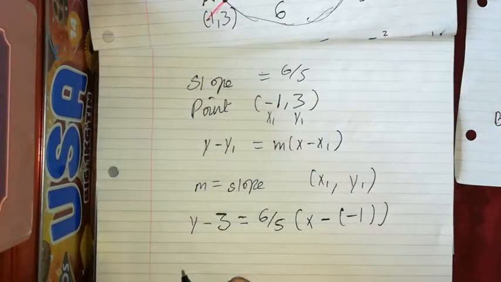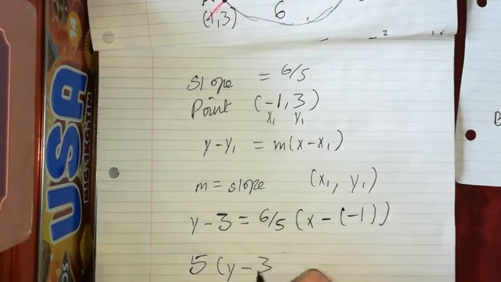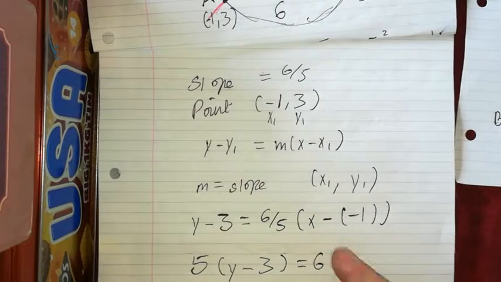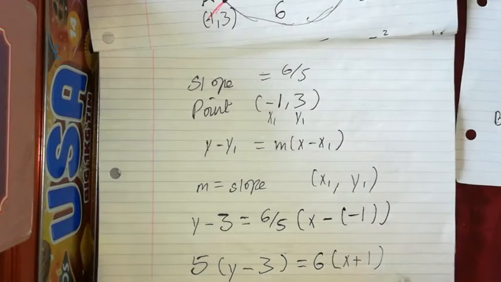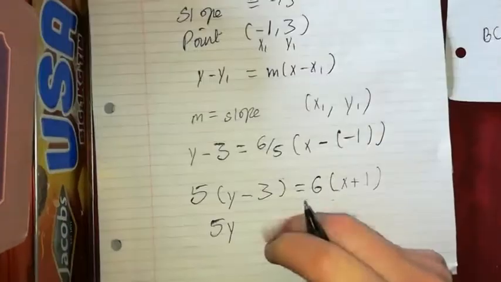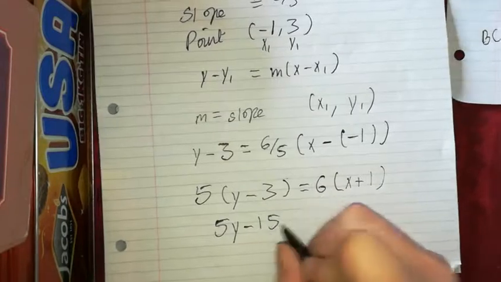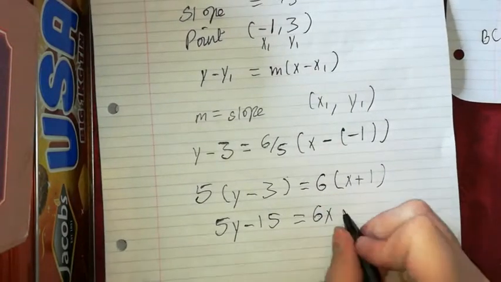Then we might multiply both sides by 5 to get rid of our fraction. So 5 by y minus 3 is equal to 6 by x minus minus 1, so that'll be x plus 1. Then 5 by y is 5y. 5 by minus 3 is minus 15. 6 by x gives me 6x. 6 by 1 gives me 6.